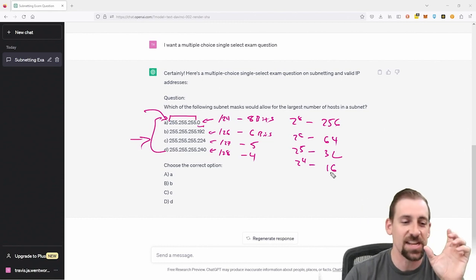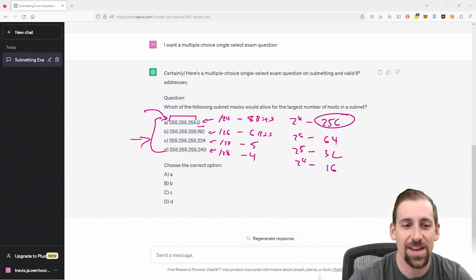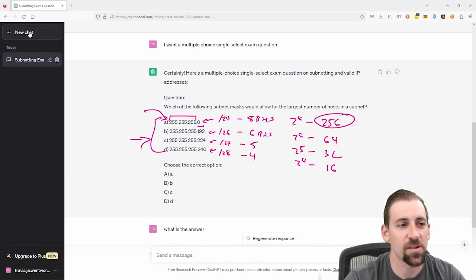Notice I didn't say usable. This is a total number of IP addresses in this range. And so this would actually be the largest subnet. Let's start a new chat. Let's try something a little bit more complex.